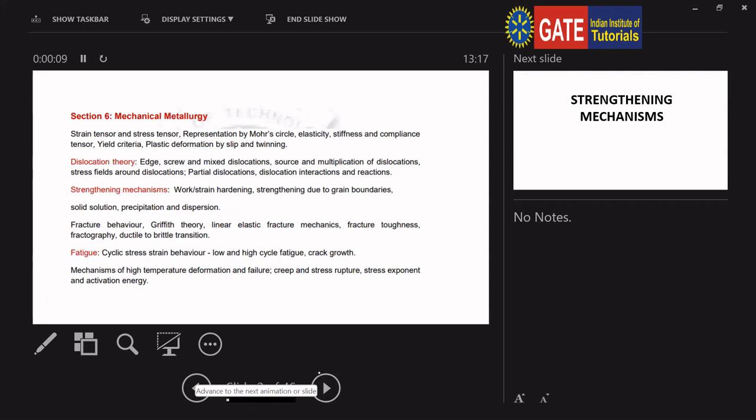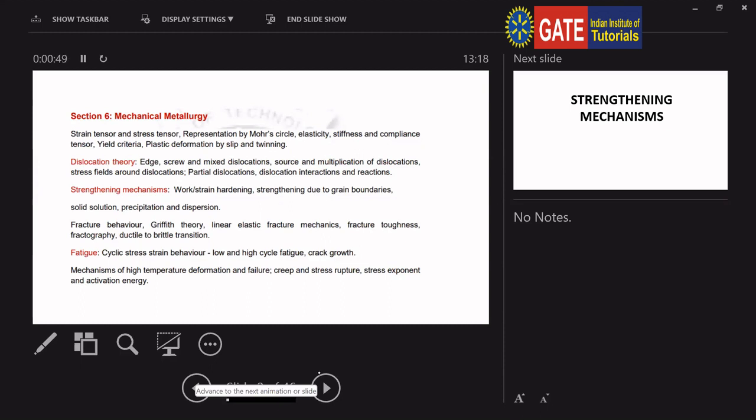So as of now, I hope you understood what screw, edge and mixed dislocations are, what the source and multiplication of dislocations is, how the stress field looks around a dislocation, what partial dislocations are, and how dislocation interaction happens. So in tomorrow's session, our focus is mainly to understand the strengthening mechanisms, and this base was important. That's why the syllabus is designed in that way, to first understand dislocation theory and then go for the strengthening mechanisms.